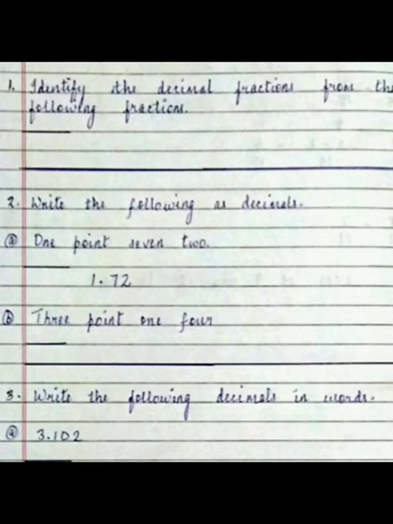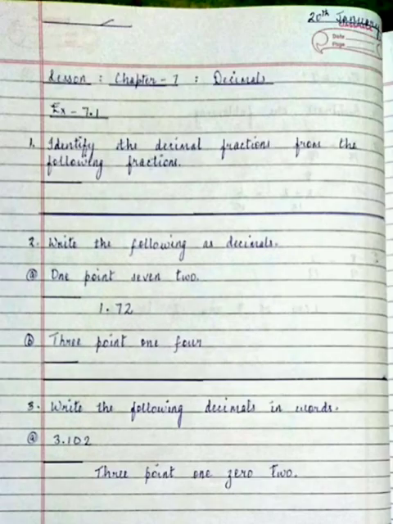Question number 3. Write the following decimals in words. Question number A, 3.102. You write the answer like this, 3.102. Your assignment will be all the questions from exercise 7.1.